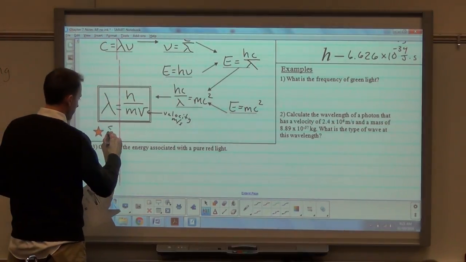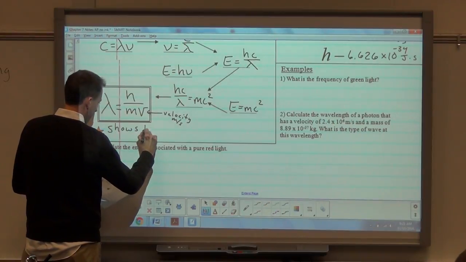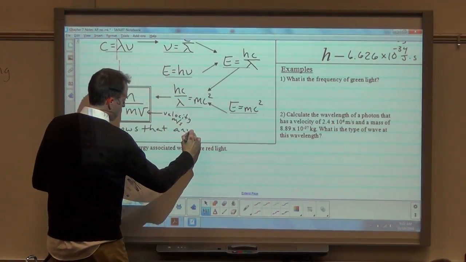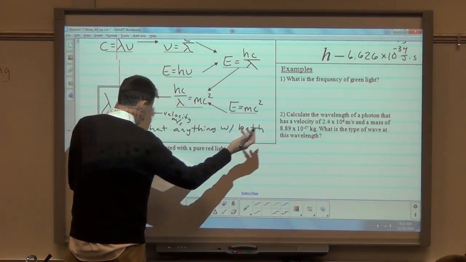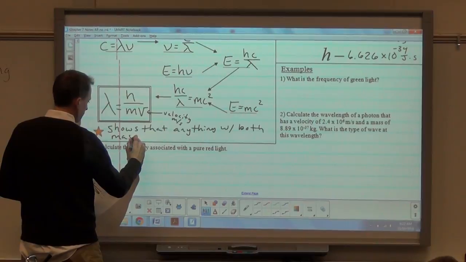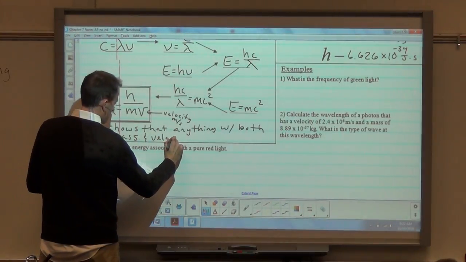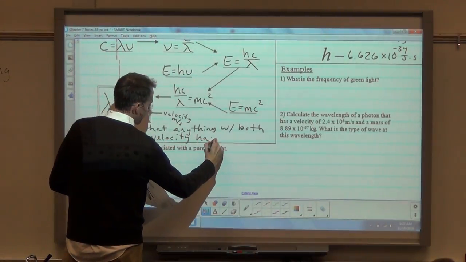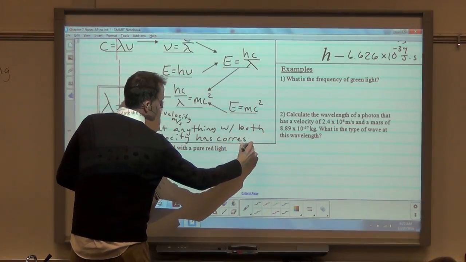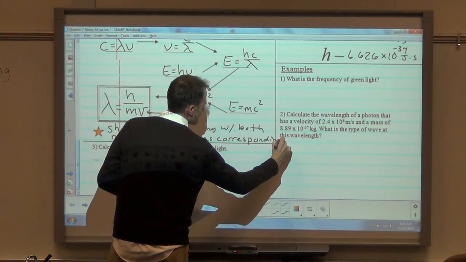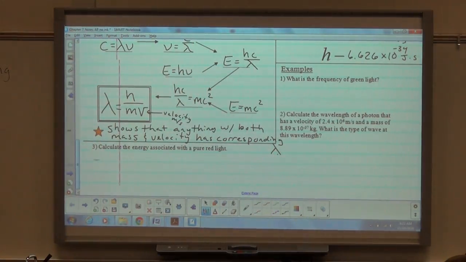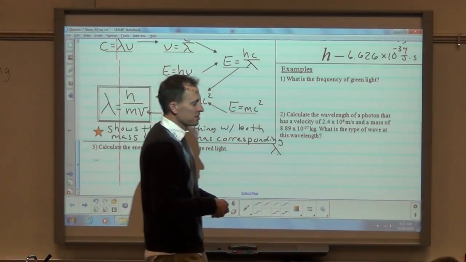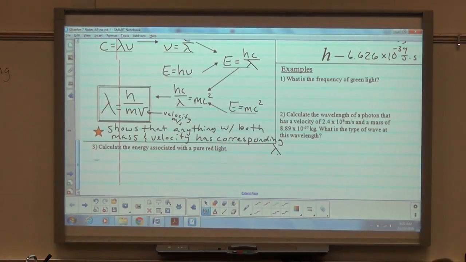Okay? So what this does, this shows that anything with mass and velocity has a corresponding wavelength. Okay, if we're going to be talking about that, we're going to be looking at that. So if you have mass and you have velocity, then you are going to have a wavelength.